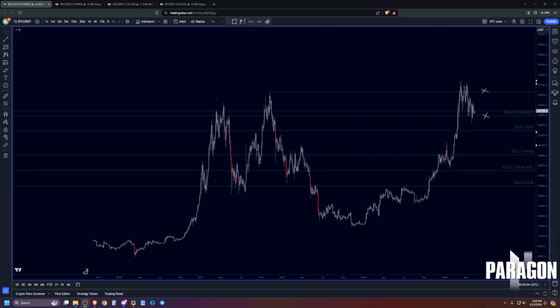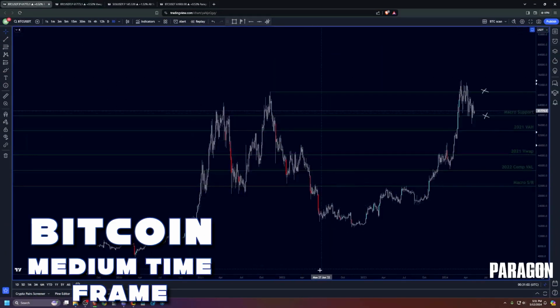So TLDR is, boring summer, keep chopping people up, volatility continuing to trend downwards. Overall bloody medium time frame price action. Chopping bulls up, and then trend continuation later on in the year. So there's not really anything crazy that needs to be updated on that. Let's go ahead and jump over into the medium time frame really quickly.